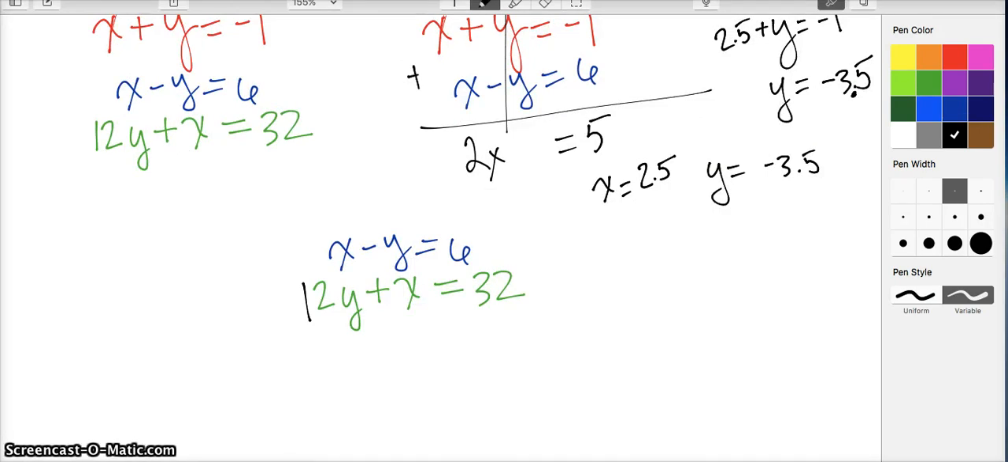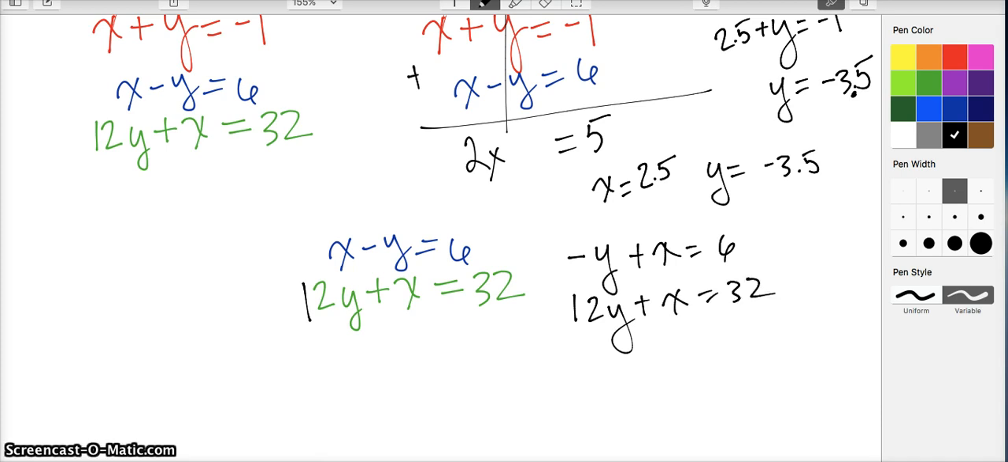So the elimination method, we're not quite set up for elimination here, though we could do it. Notice that the x and the y terms are not lined up accordingly. So I'm going to rewrite this a little bit. If I put -y plus x is equal to 6, and then +12y plus x is equal to 32. Now maybe elimination might make more sense.